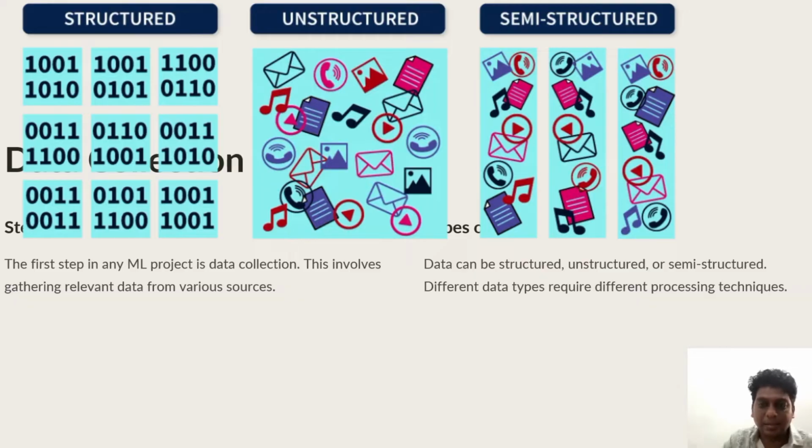So the third one is the semi-structured data format. It is a mix between structured and unstructured. It doesn't adhere to a strict schema. So it has some organizational properties such as tags, metadata, etc.